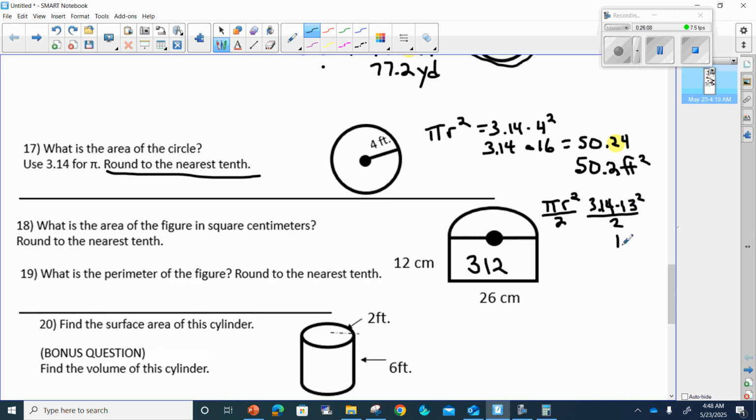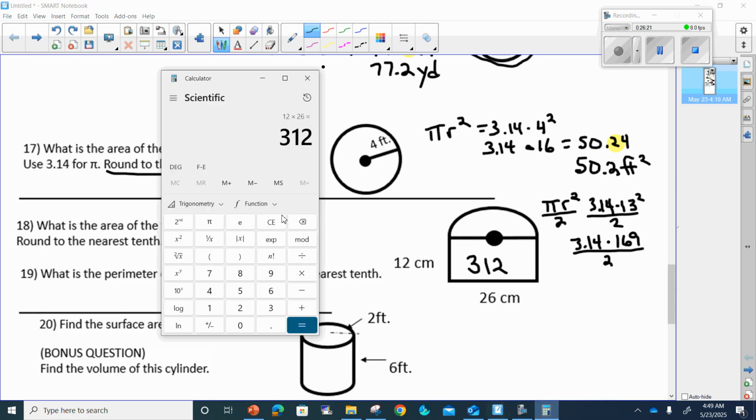13 squared is 169. So now we have 3.14 times 169 divided by 2. Let's pop that in our calculator. 3.14 times 169 and then we're going to divide it by 2. That's 265.33.